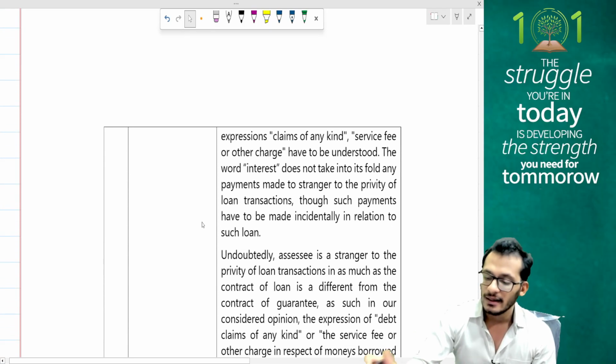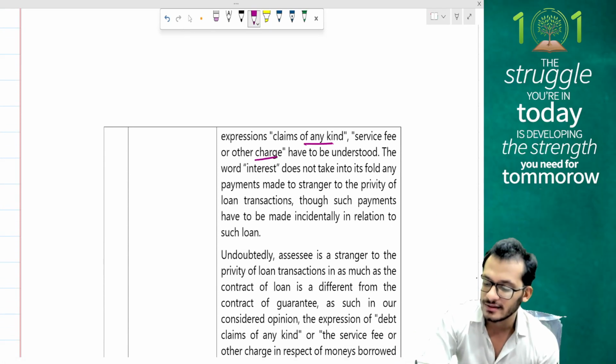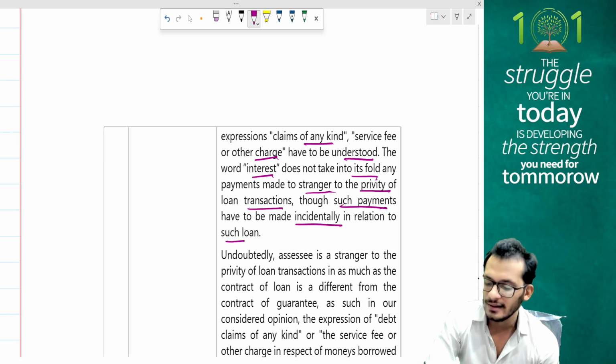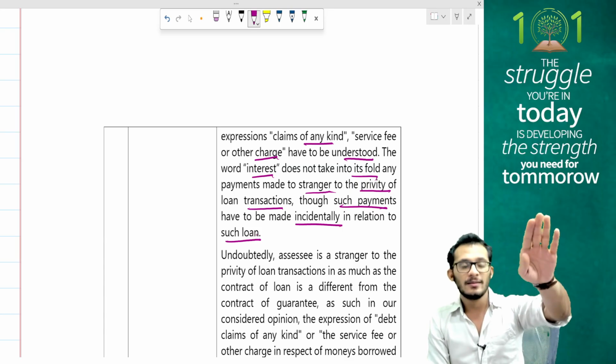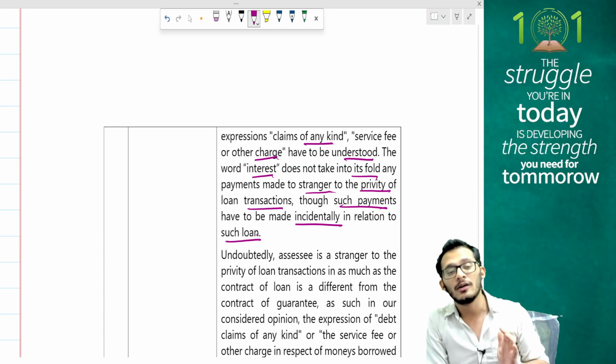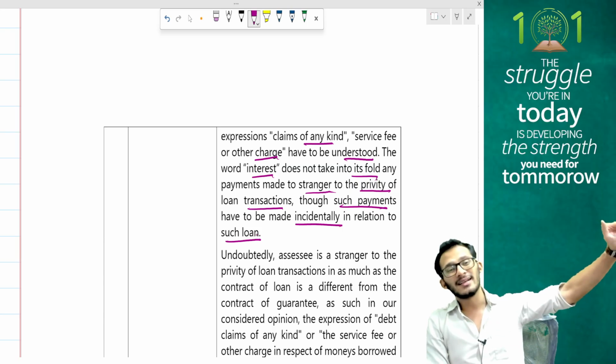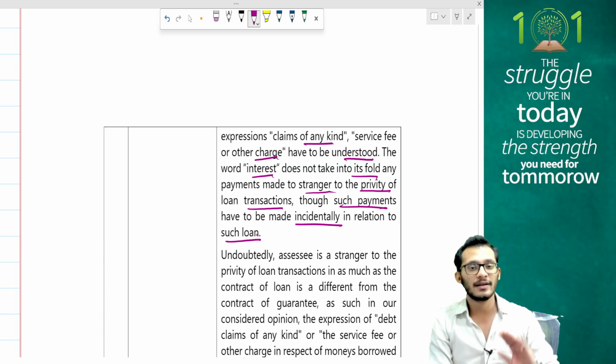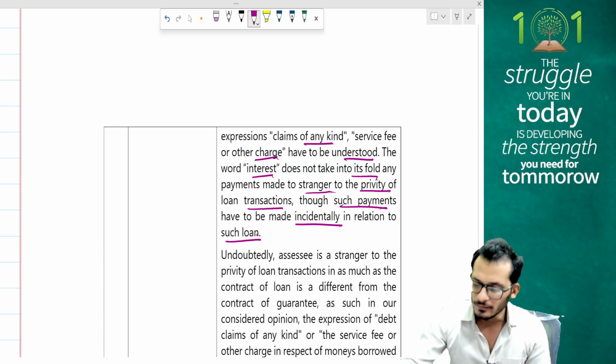In this context, the expressions claim of any kind, service fee and other charges would have to be understood. The word interest does not take into its fold any payments made to a stranger to the payee of loan transactions, though such payment may be made incidentally in respect of such loan. Yes, if it is a payment made to you, then it is called interest. But if someone else is giving the guarantee and I'm making a payment to him, that cannot be called interest because he is not privy to the contract. It may be incidental to it, but it is not something he is doing for his own purposes.